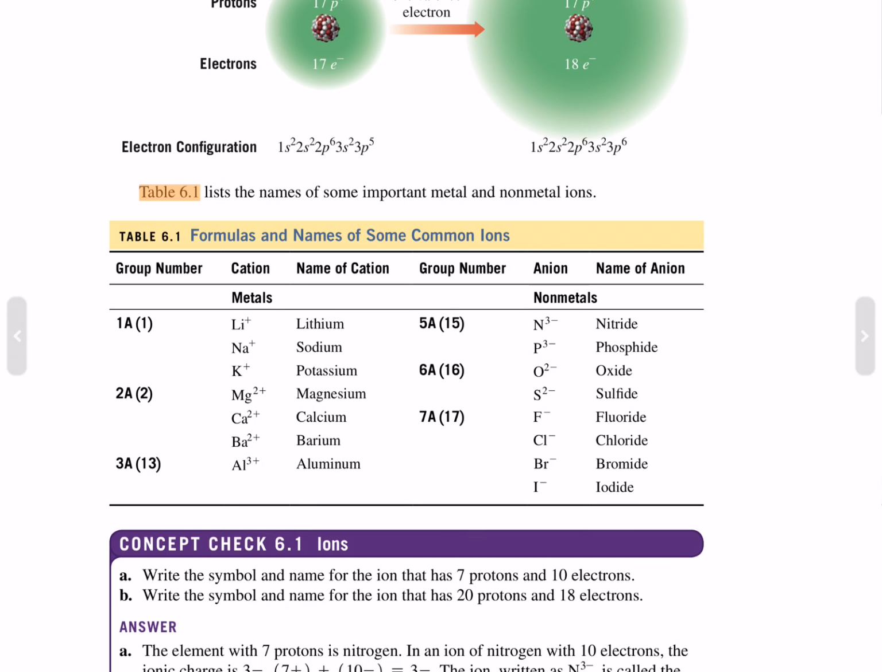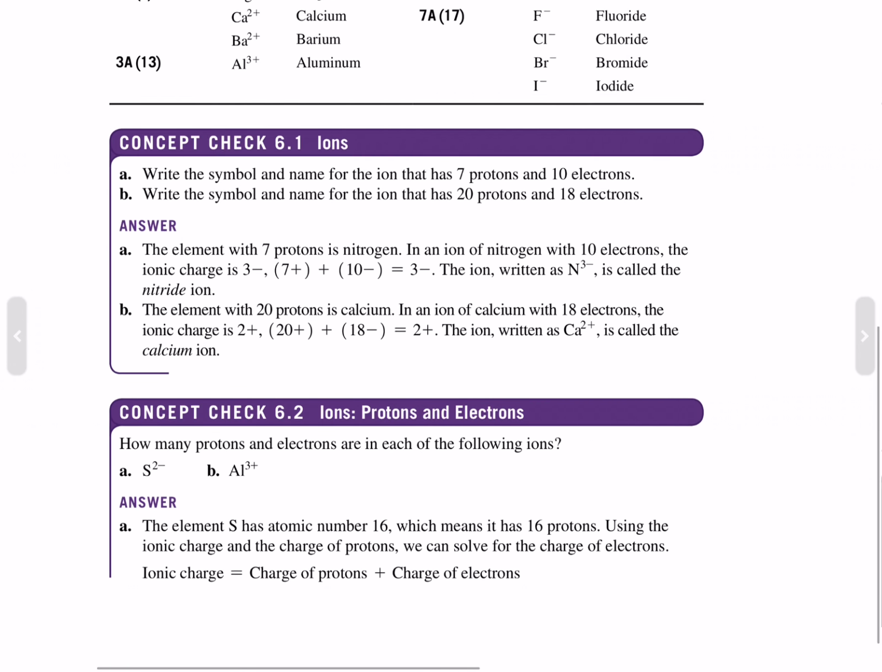Nonmetals: nitride, N negative 3. Phosphide, P negative 3. Oxide, O negative 2. Sulfide, S negative 2. Fluoride, F negative 1. Chloride, Cl negative 1. Bromide, Br negative 1. Iodide, I negative 1.